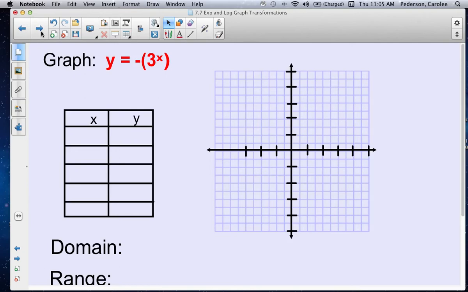All right, here is an exponential function. But what happens when you have a negative in front of the function? So I do want you to take a moment in your textbook and identify what happens when you have a negative in front of the function. Will it move it up? Will it move it down? Will it reflect it? If it does reflect it, what will it do? So take a moment to do that.